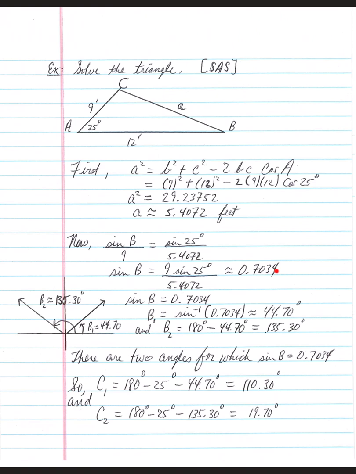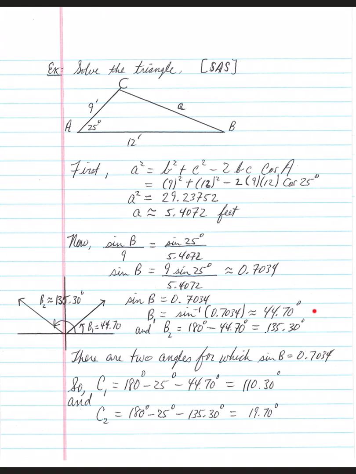Sine B is equal to 0.7034. So one of your angles, when you take sine inverse of that decimal, you get 44.70 degrees. That is a quad 1 angle with a y coordinate of 0.7034. There's actually another one, and 44.70 serves as the reference angle. So if you take 180 and subtract that reference angle, you get this other angle. It's 135.30. This one can qualify as well.